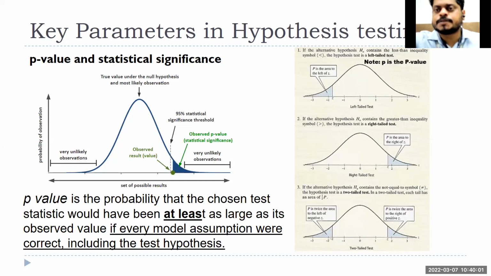If the probability is very small, then what will we say? I can reject the null hypothesis. The null hypothesis is not true. But if the probability is very high, that means the null hypothesis must be true, right?